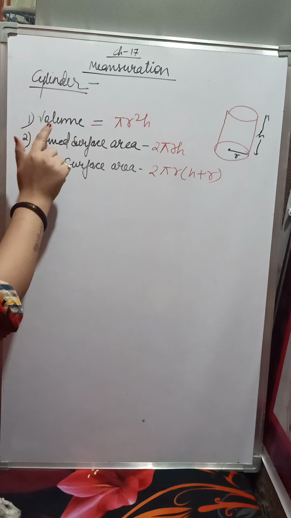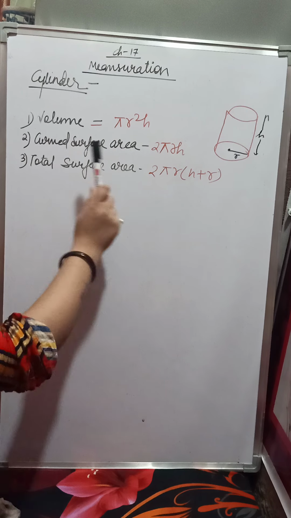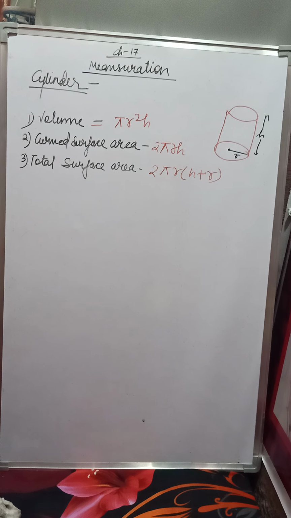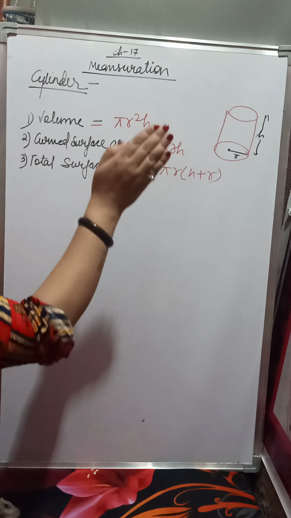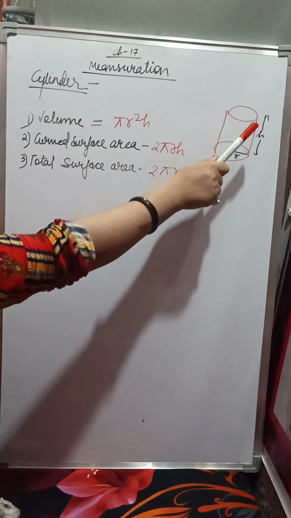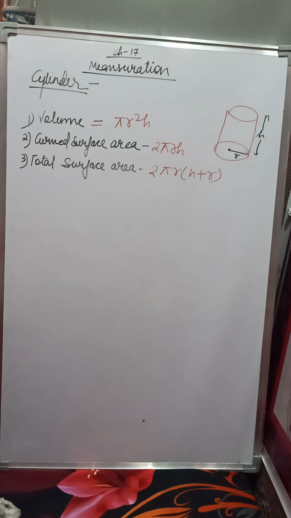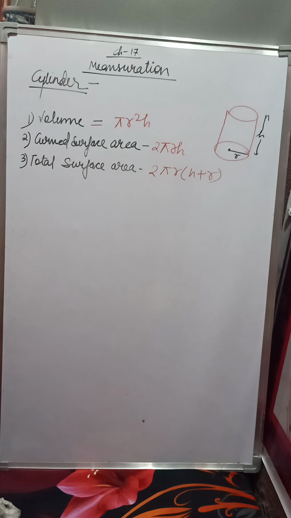The volume of the cylinder is pi r square H. When we talk about curved surface area, then we take only the curved part. The upper and the lower part is not included in it. So the curved surface area is 2 pi RH. When we talk about total surface area, it has the curved surface area and the upper and the lower part. Upper and lower part are in circular shape. Then the total surface area becomes 2 pi r (H plus R).